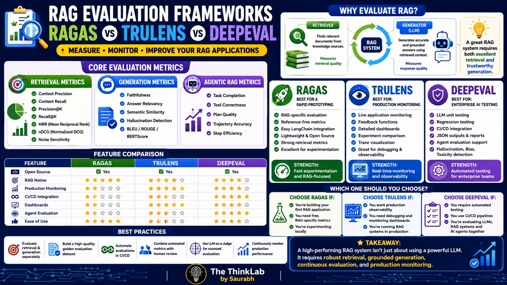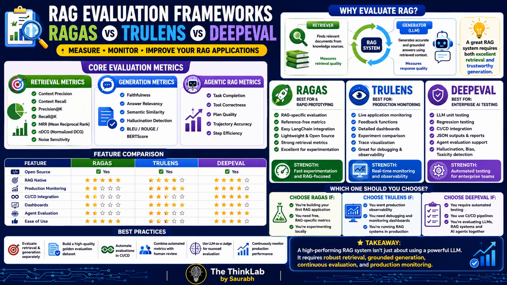So why does RAG evaluation matter? Imagine your retriever brings the wrong documents. Even the smartest LLM cannot generate the correct answer. Now imagine the retriever finds the perfect documents, but the LLM ignores them and tries to hallucinate. Again, the answer becomes unreliable. So evaluating only the final answer is not enough. We must evaluate both retrieval quality and generation quality separately. Continuous evaluation also helps to detect performance changes when your knowledge base changes.